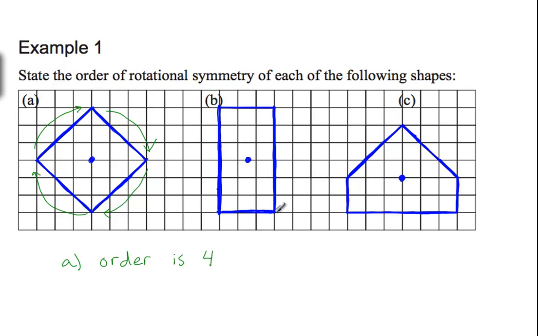B, we have a rectangle. If we rotate it around 90 degrees, we won't get the same shape. We would have an oblong rectangle right here, so it wouldn't be the same. But if we rotate this all the way around 180 degrees, this corner would be here, and we would have the same rectangle, just upside down. And then if we did that again 180 degrees, we would come back to our original rectangle. So for B, we say the order is 2.